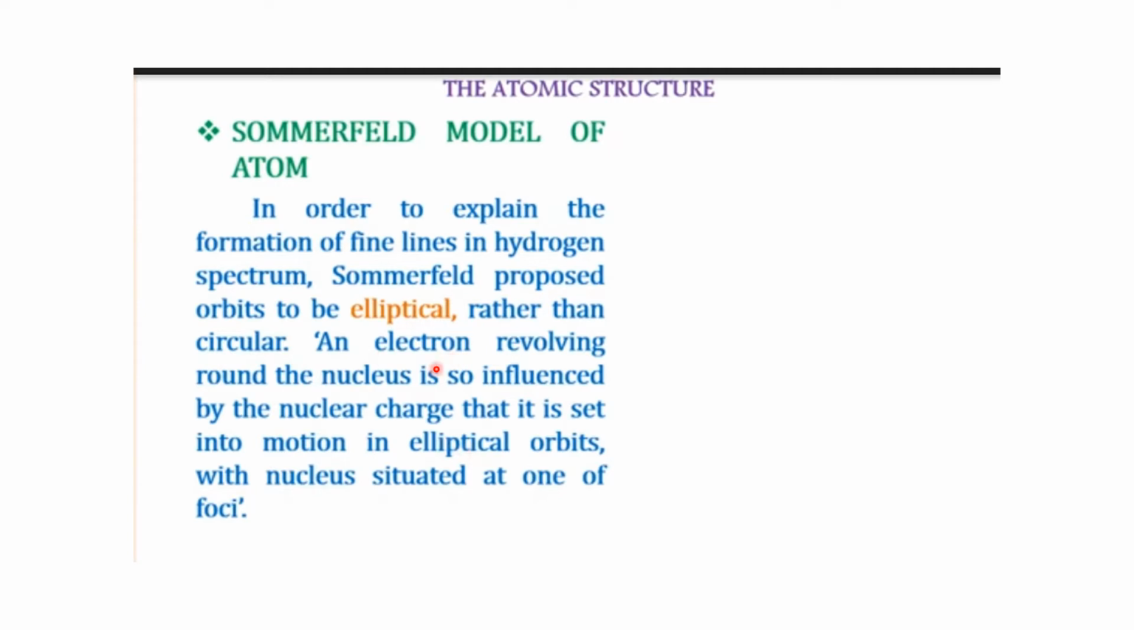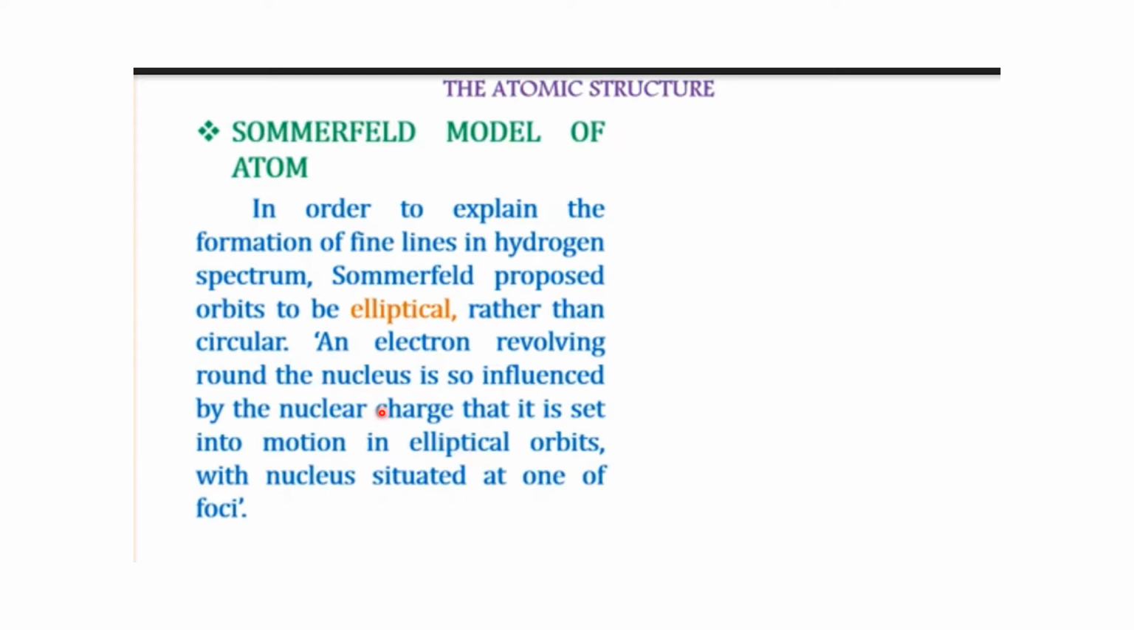An electron revolving around the nucleus is so influenced by the nuclear charge that it is set into motion in elliptical orbits with the nucleus situated at one of the foci. So the electrons are revolving in elliptical orbits, and when they are revolving in these orbits, they are under the influence of the nuclear charge of the nucleus.